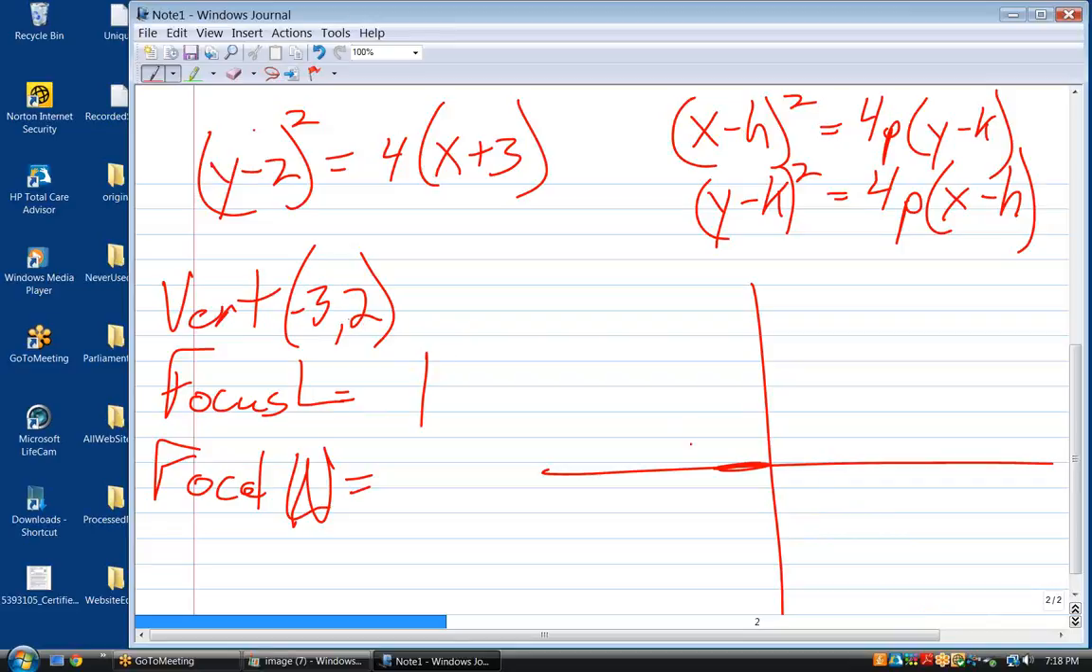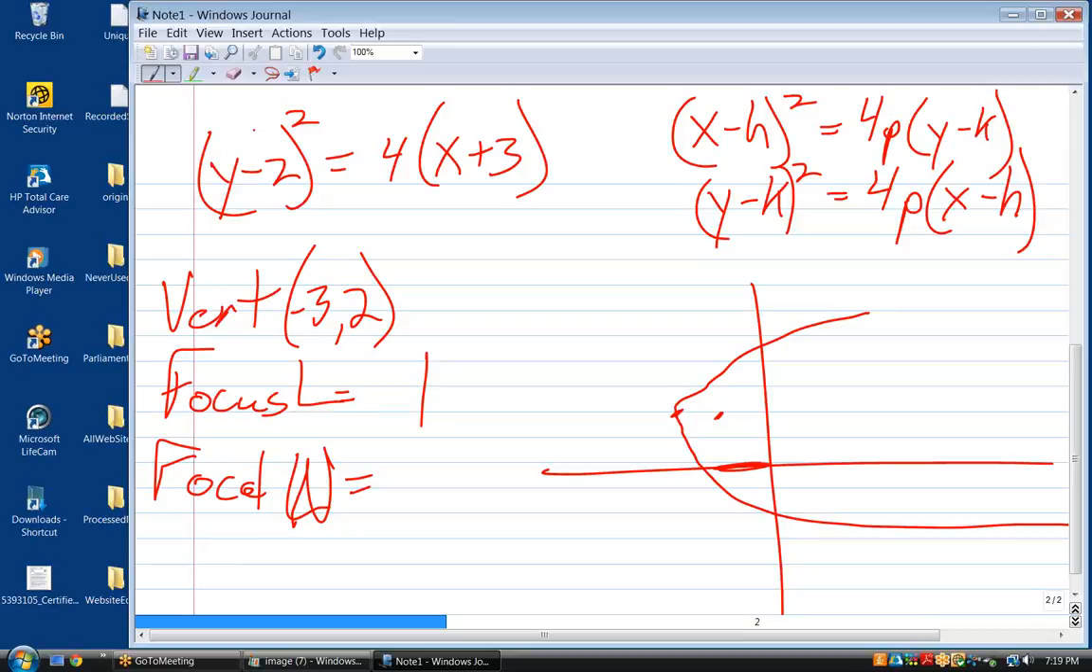In other words, the vertex is at minus 3, 2, which is up here. And it opens to the right. So the focus has to be to the right. Where's the focus again? Wait, wasn't the vertex? Oh, never mind. I graphed it wrong too.